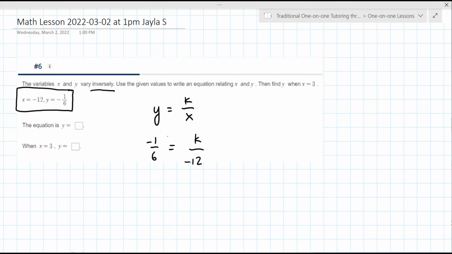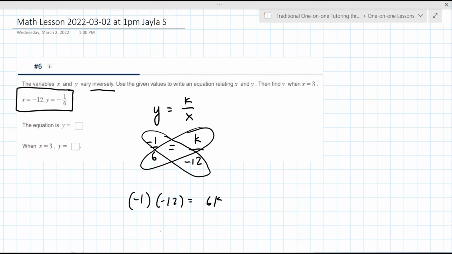So I mentioned this in the previous problem. You can cross multiply the butterfly, and maybe you saw that, but it's -1 times -12 equals 6k. 12 equals 6k, and that means that k equals 2. Now, the reason you need that is the first box, they want you to rewrite the equation. So it's y equals 2 over x. And that's what goes in that first box there.